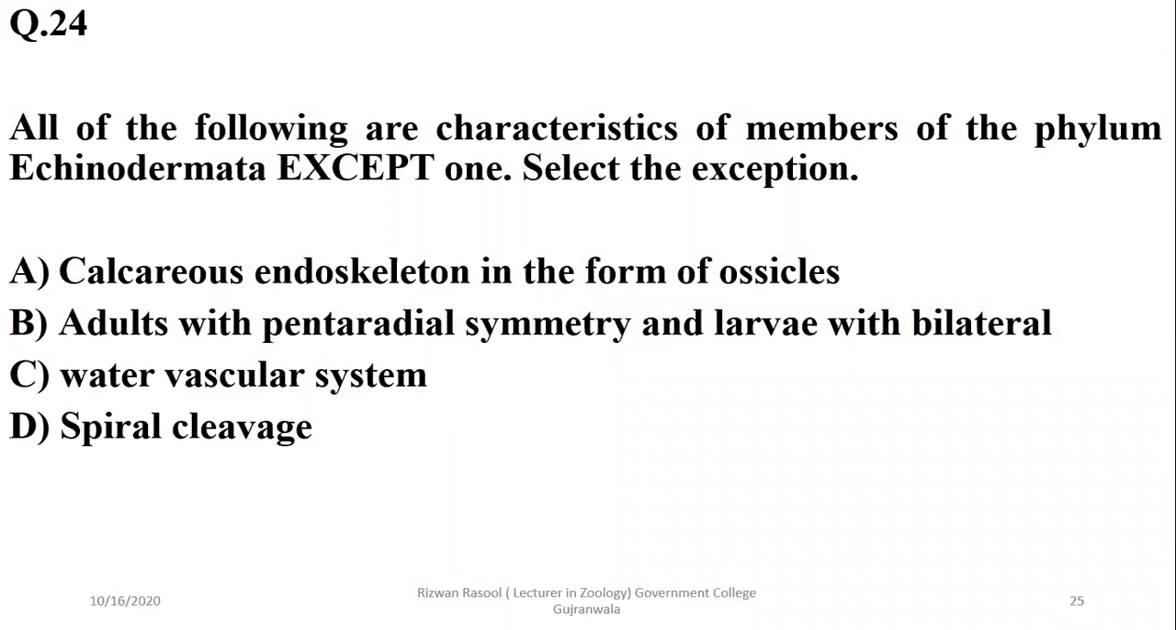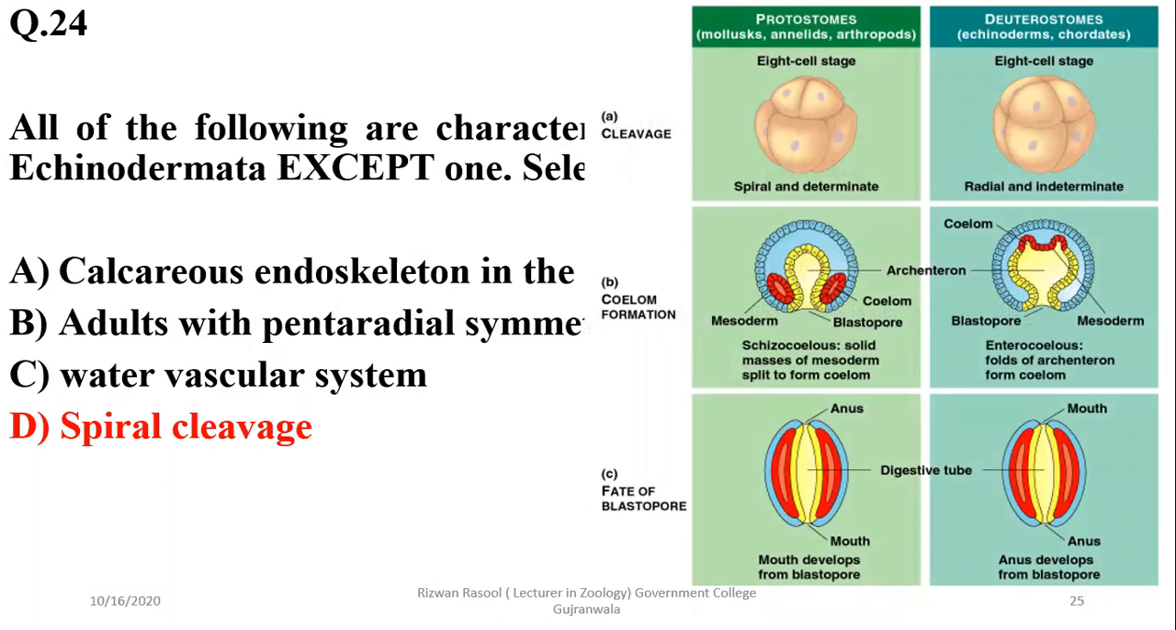All of the following are characteristics of members of the phylum Echinodermata, except one. Select the exception. Calcareous endoskeleton in the form of ossicles, yes, they have. Adults with pentaradial symmetry and larvae with bilateral symmetry, yes, they have. Water vascular system, yes, it is their characteristic feature. But as far as cleavage is concerned, being deuterostomes, they have radial cleavage. Spiral cleavage is a feature of protostomes. So the exception will be delta. Spiral cleavage is not a feature of Echinodermata. It's a feature of protostome members such as arthropods, annelids, or mollusca.